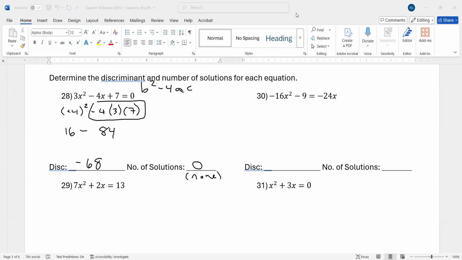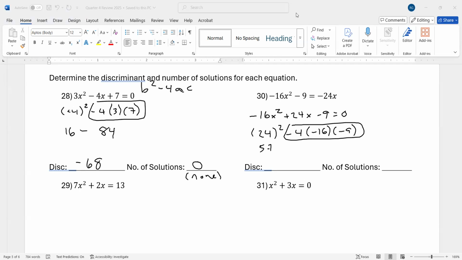Okay. 30, not ready to go yet. I need to move the 24x over first by adding it to both sides. Okay, so now I'm doing b squared, 24 squared, minus 4 times negative 16 times negative 9. 24 squared is 576. I have 3 negatives, so that's another negative. So 4 times 16 times 9 is also 576. So the discriminant here is 0, which means that there is one solution.